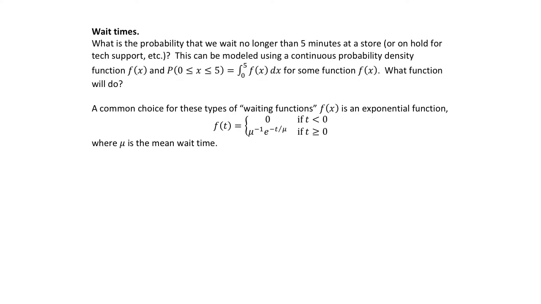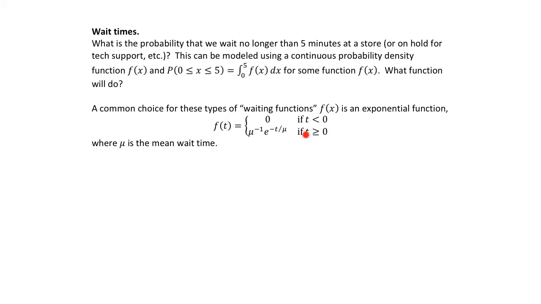We can use wait times and integrals together. If I want to know what the probability is that I wait between 0 and 5 minutes, it'll be the integral from 0 to 5 for some function f of x. There are lots of different functions that we can use. A common choice is the following. We might walk in and there's no line at all, in which case we wait 0 minutes. We can't wait negative minutes, so if the time we have to wait is less than 0, we're going to assign 0 to that function value.